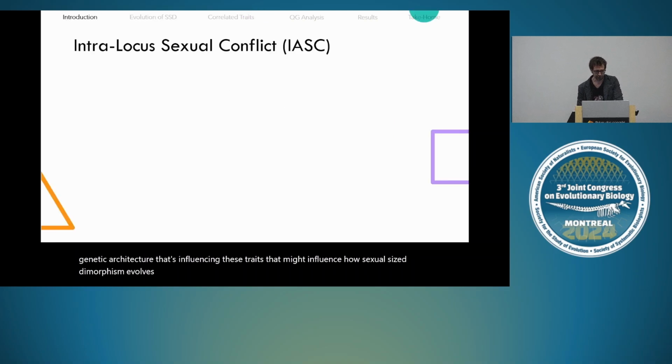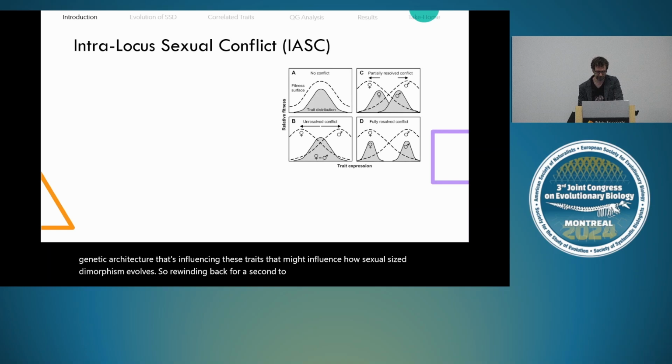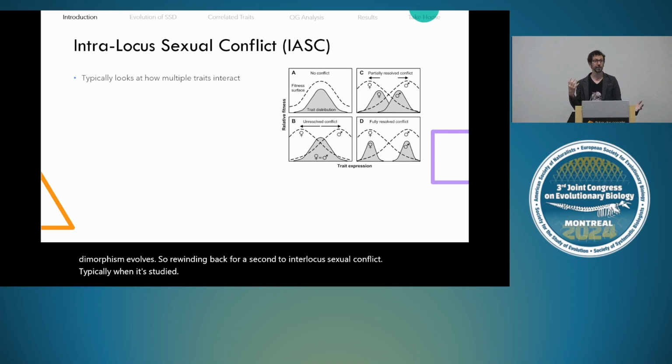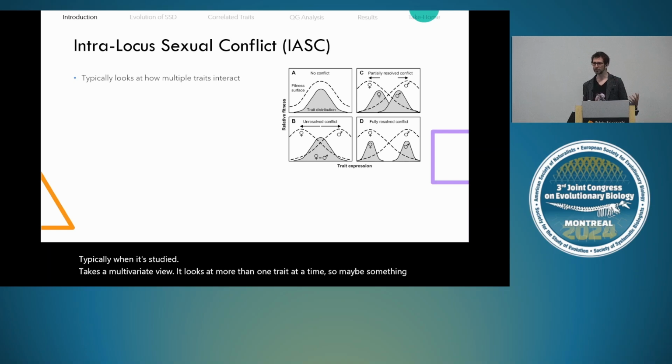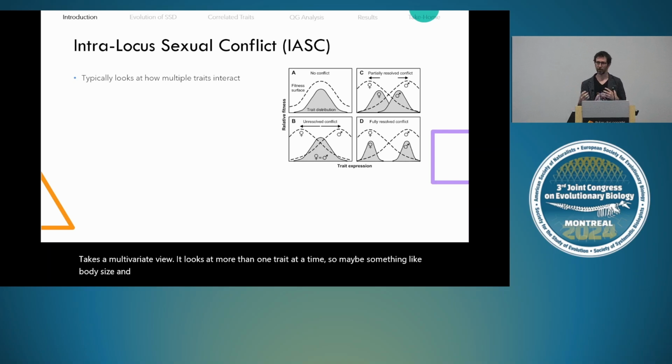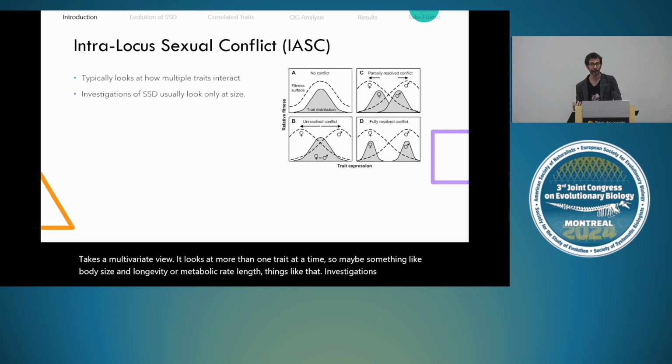So rewinding back for a second to intralocus sexual conflict, this typically, when it's studied, takes a multivariate view. It looks at more than one trait at a time. So maybe something like body size and longevity, or metabolic rate and length, things like that. But investigations of sexual size dimorphism often focus on just a single trait. They're a story of one trait, and that's size. Or maybe some proxies for size, maybe like SVL or mass, but it's all centered around size.